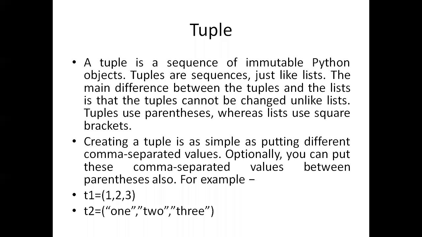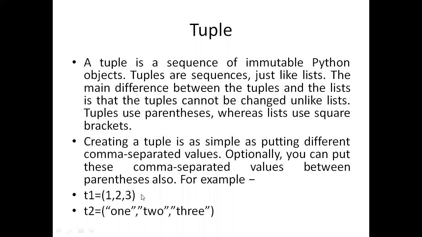And tuples are used with parentheses, meaning brackets. Lists use square brackets, tuples use parentheses. Here we have an example: t1 equal to, within brackets, 1, 2, 3. And t2 equal to 1, 2, 3. Anything you can mention, but the tuple is implemented with brackets.